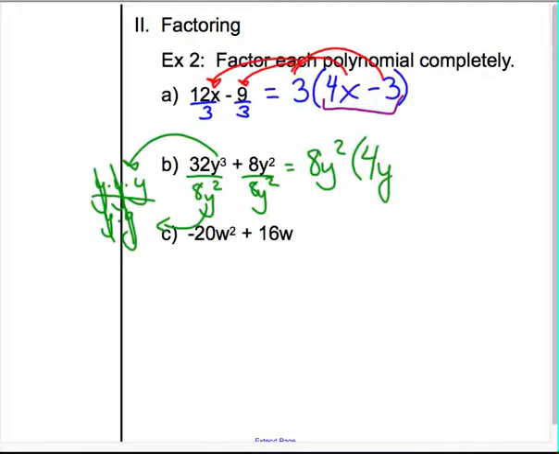My second term, 8 divided by 8 is 1, and y squared divided by itself is 1. So we do need that 1 there as a placeholder because we're adding 1. We're not multiplying by 1.